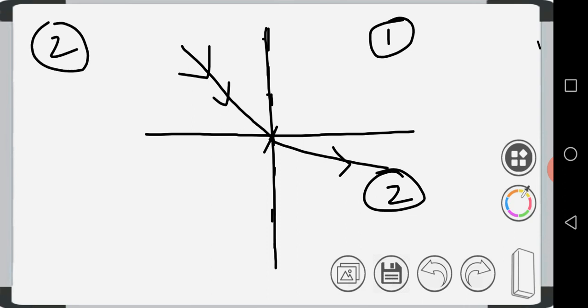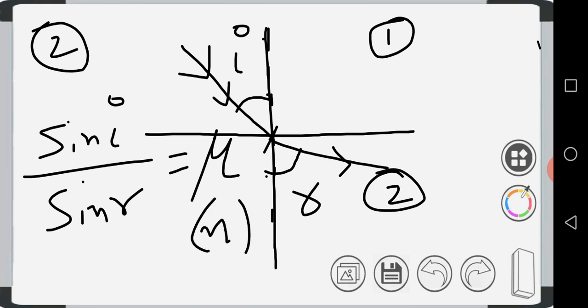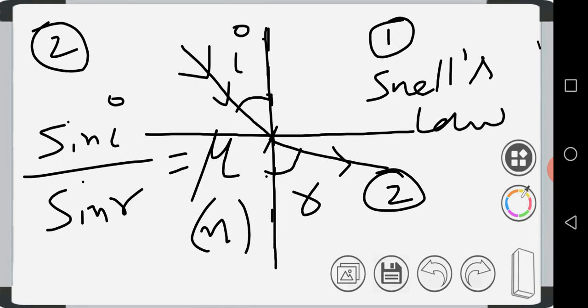Law number 2. For law number 2 we need two angles. This is called angle of incidence, we write it by I. This is called angle of refraction, we write it by R. So according to law number 2, sine of I divided by sine of R is a constant, and this constant is called refractive index, we write it by mu, or in some books you may get it as n also, same thing. This law is also called Snell's law.